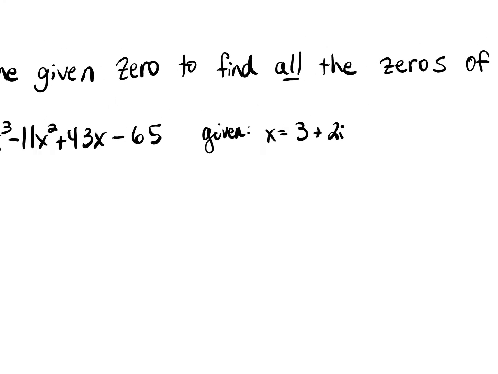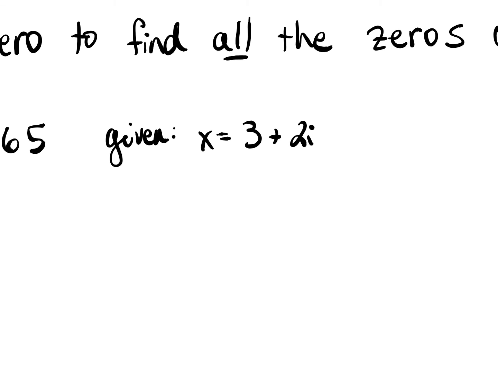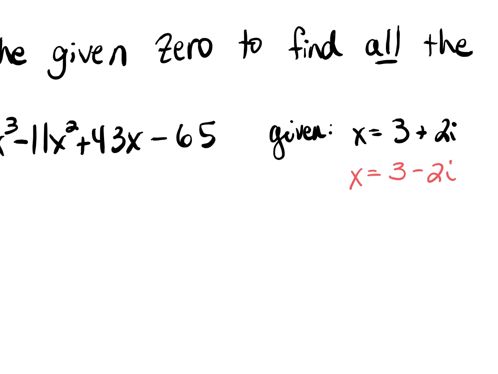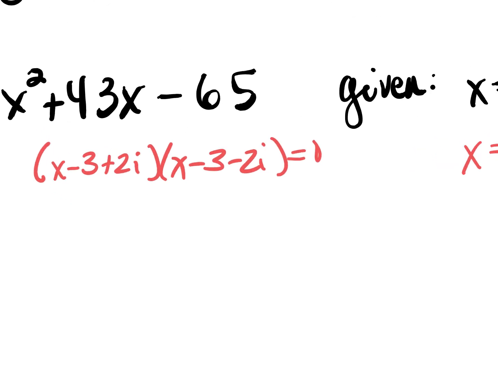So the first thing we do is we say, okay, they gave me x equals 3 plus 2i. What else do I need to write down? X equals 3 minus 2i. The complex conjugate, you have to account for that. So the first thing we're going to do real quick, guys, is we're just going to multiply those two together. So I have x minus 3 plus 2i and x minus 3 minus 2i. Agreed? Everybody with me? Okay, let's do our little shortcut.